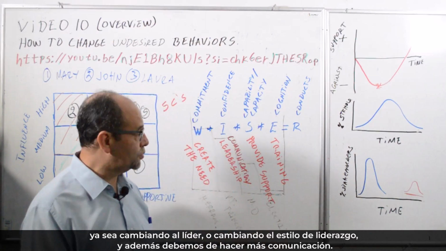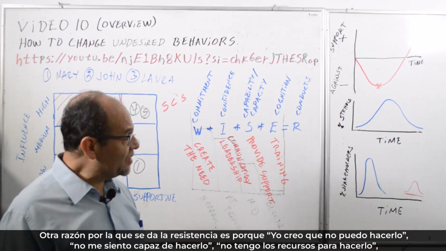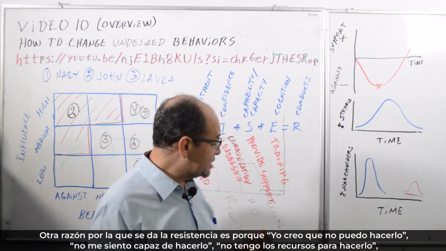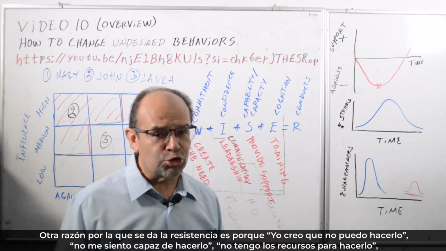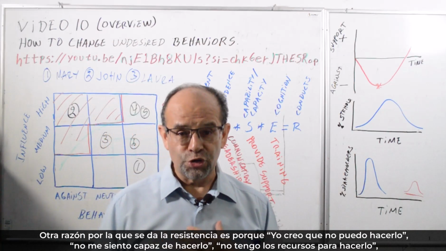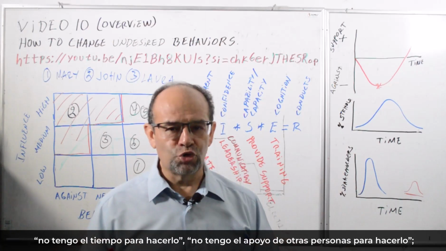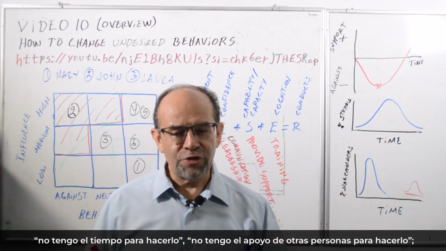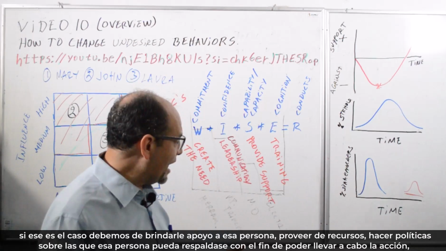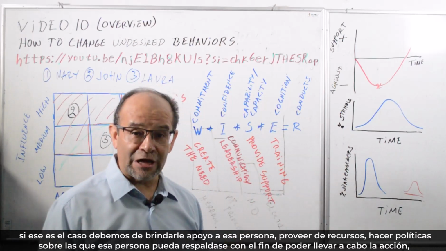Also, it could be that the reason why I am resisting is because I think that I cannot do it. I'm not able to do it. I don't have the resources to do it. I don't have the time to do it. I don't have the support of other people to do it. If that is the case, then we need to provide support to that person.